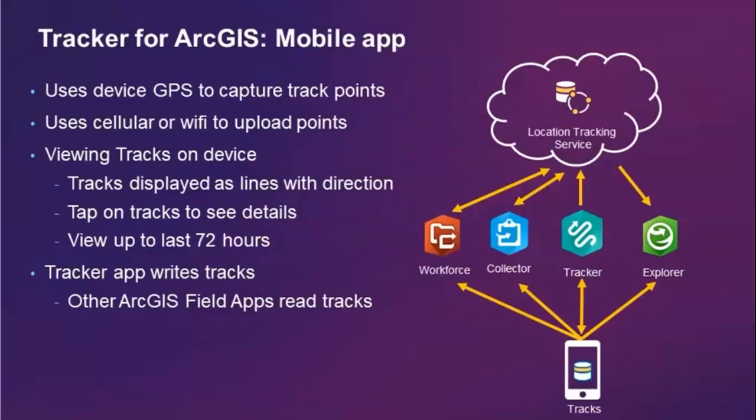After 72 hours on your device, they are removed. They are just removed from that SQLite database on your device, but they are in the feature service. If you are offline longer than 72 hours, it will keep them in the SQLite database until they're uploaded. And upload of tracks requires a cellular or Wi-Fi connection. So again, you can collect your tracks as long as you have a GPS signal. You need Wi-Fi or cellular to upload.